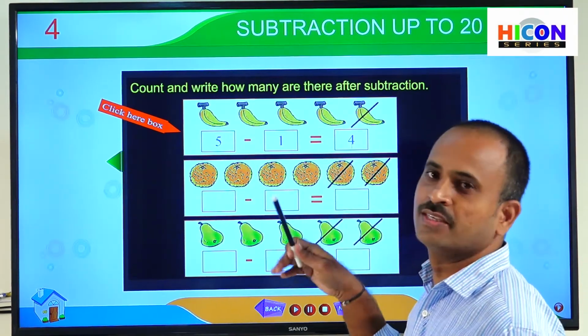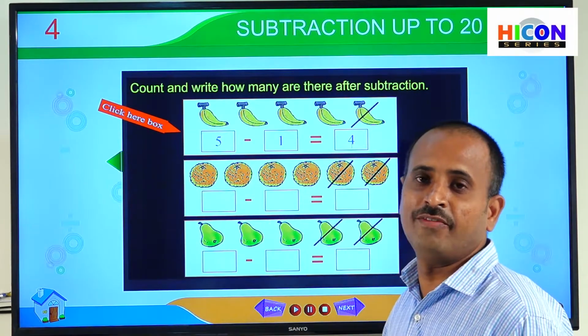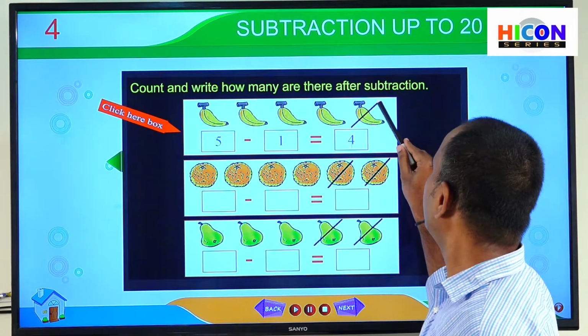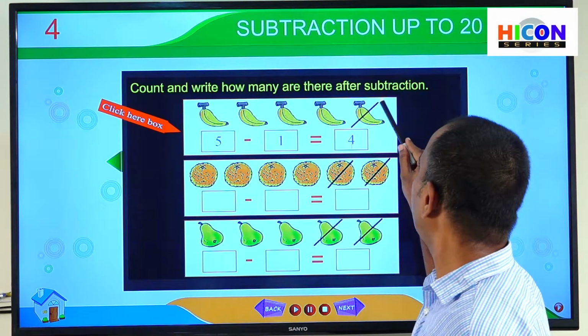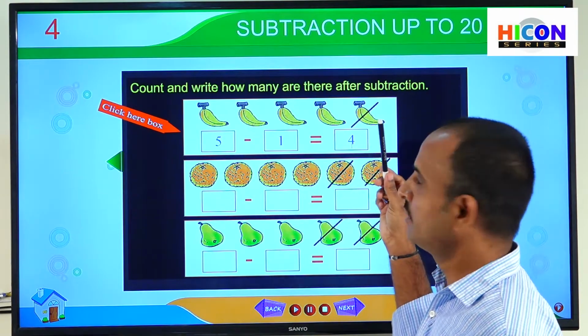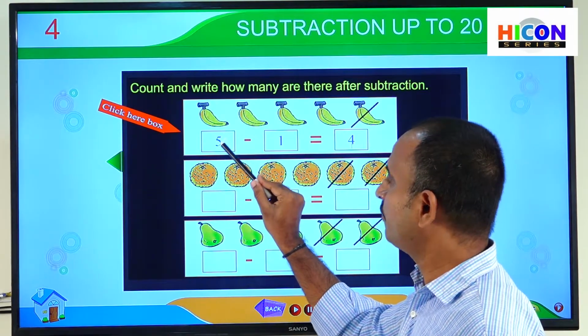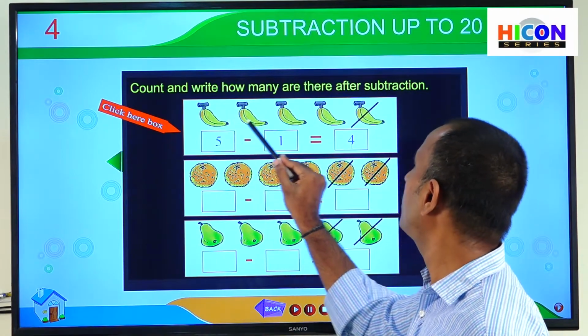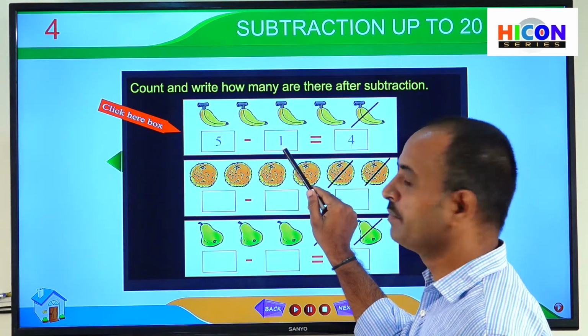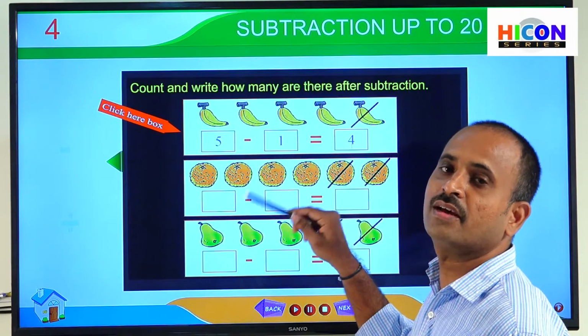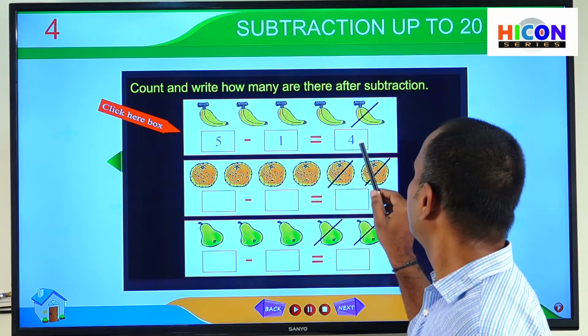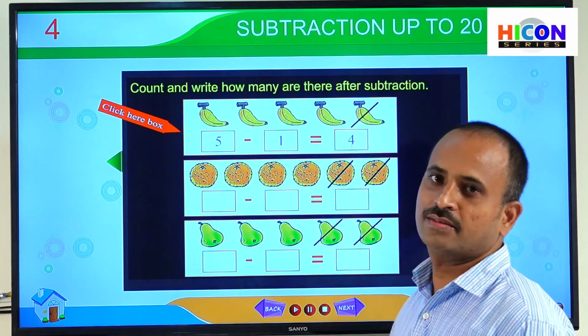So subtraction means taken away. The taken away can be represented by the strike off. So the strike off represents taken away. So in the subtraction, the first number gives the total number of bananas and the second number represents how many bananas are taken away and the answer represents the difference.